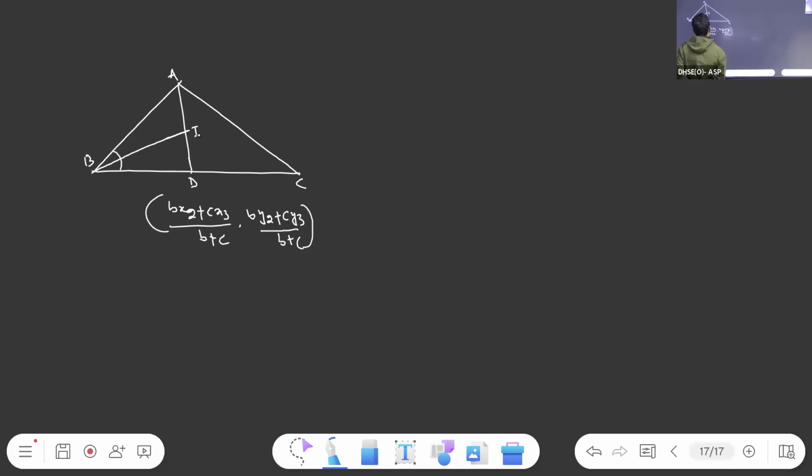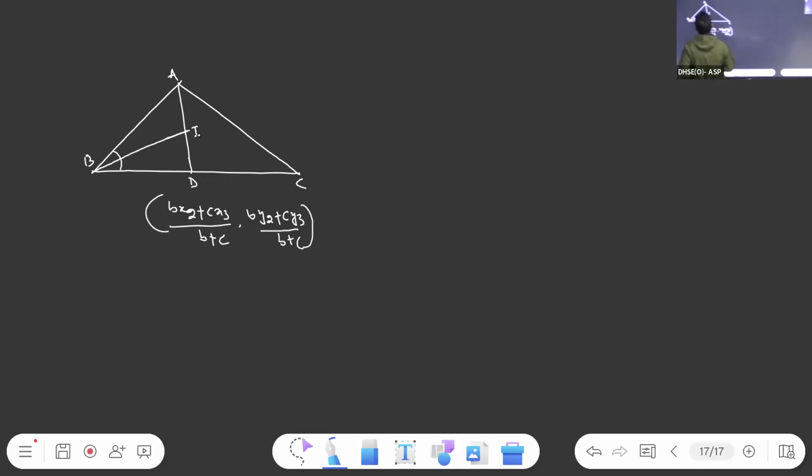Triangle ABC, this is D. The coordinates of D are (B x2 plus C x3) upon B plus C and (B y2 plus C y3) upon B plus C. Acha, ABD is a triangle. The bisector of angle B meets AD at I. The internal angle bisector of a triangle divides the opposite side in the ratio of the sides containing the angle. So DI is to IA is equal to BD is to BA.